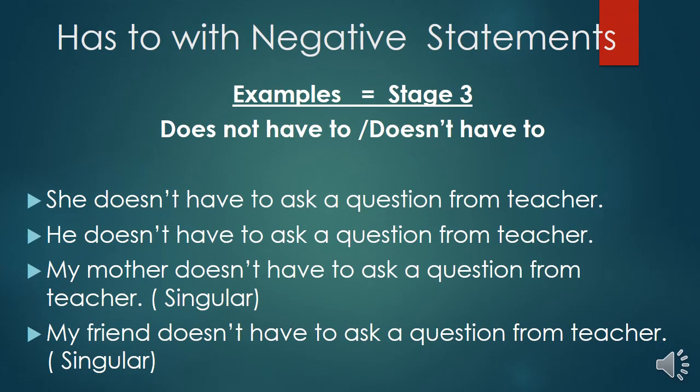Has to with negative statements. Example, stage 3. Does not have to, or you can use the short form doesn't have to. She doesn't have to ask a question from teacher. He doesn't have to ask a question from teacher. My mother doesn't have to ask a question from teacher, singular. My friend doesn't have to ask a question from teacher, also singular.